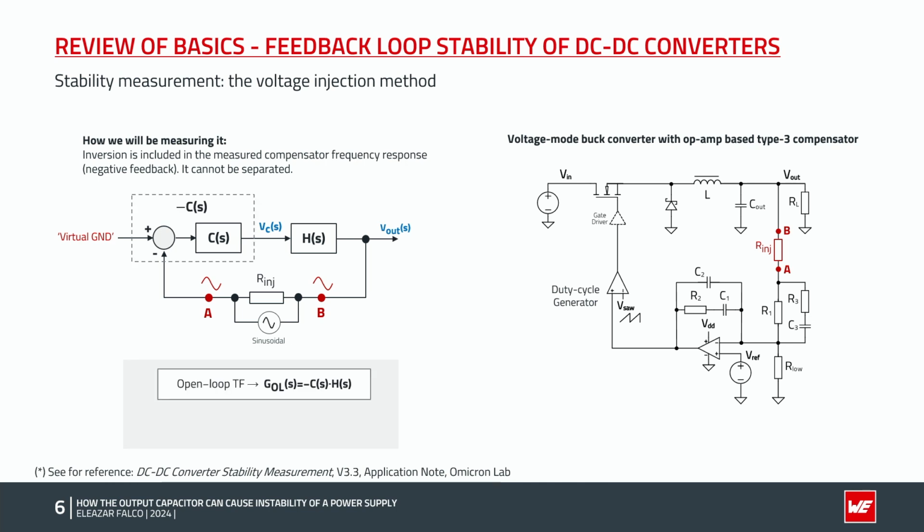We can see that in this measurement, we cannot separate the inverting action of the error amplifier from the compensator transfer function. So we will be looking for the phase at crossover to be actually higher than minus 360 degrees instead of minus 180 degrees. And in the way the phase is plotted, it will be read with reference to 0 degree, as we will see next.